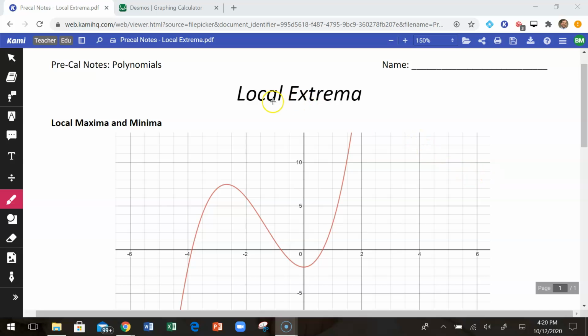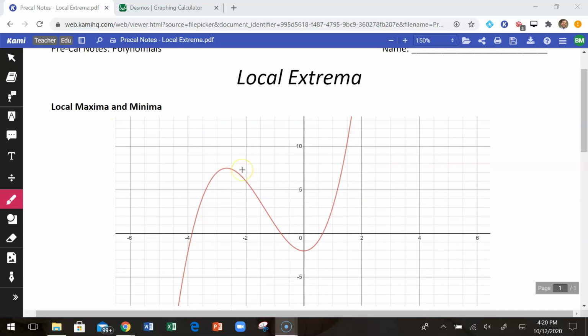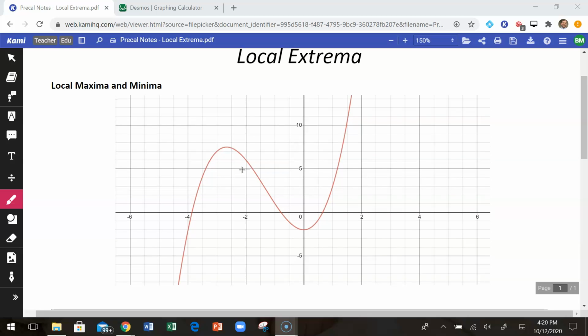Okay, in this video we're going to talk about what are called local extrema. Individually they're called local maxima and minima, or local maximums and minimums is probably how you're going to say them. But local maxima, local minima, what that means is if you were to zoom in on, I'm going to call them valleys and crests, right?